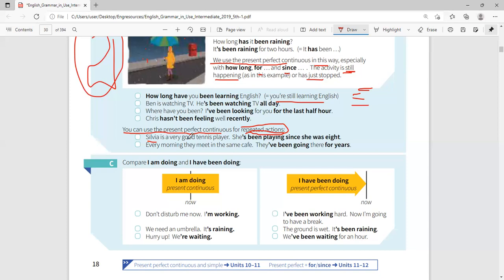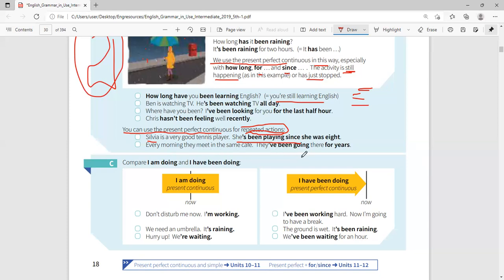Sylvia is a very good tennis player. She has been playing since she was 8. So you mean she doesn't go for lunch? She goes, of course, but she plays, she goes and rests, she goes to school, comes back, plays, and on and on.